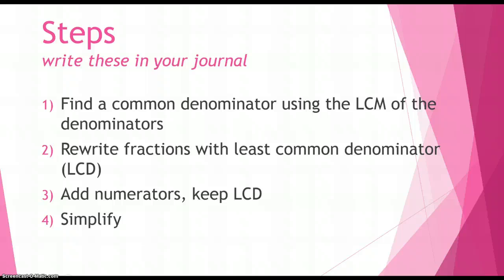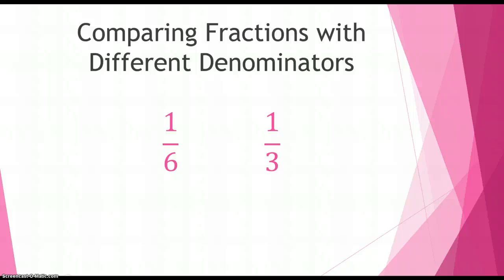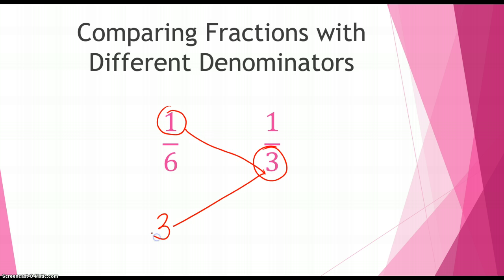Now before we add and subtract fractions with unlike denominators, we're going to compare fractions with different denominators. So this is a method you guys may be familiar with. It's called the shoelace method. We take our top numerator from one of our fractions, and we multiply it by the number diagonal from that, the denominator of our other fraction. So 1 times 3 would be 3.